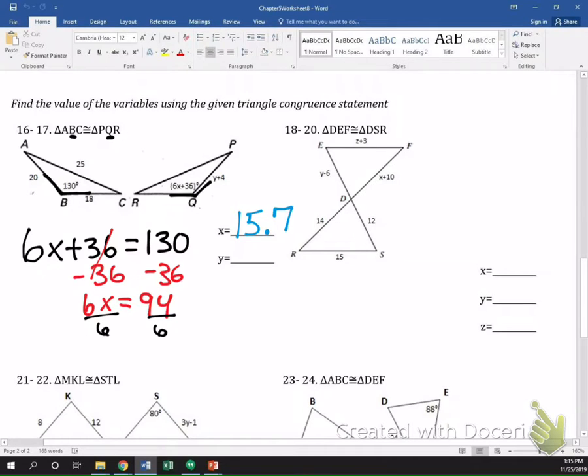All right. For Y. Y is part of segment PQ, right? PQ are the first two letters of the second triangle. It corresponds with AB, and AB is 20. So I'm going to do y plus 4 equals 20. So what's y equal? 16.